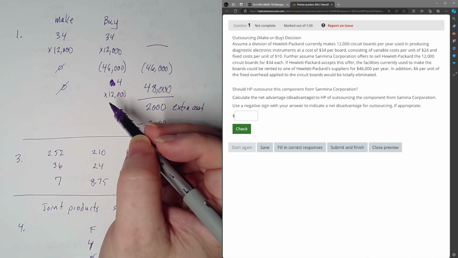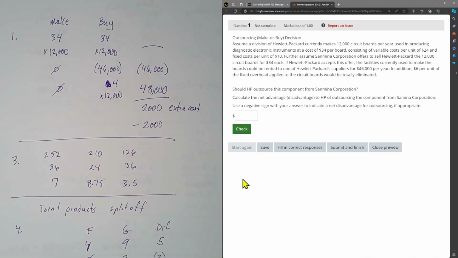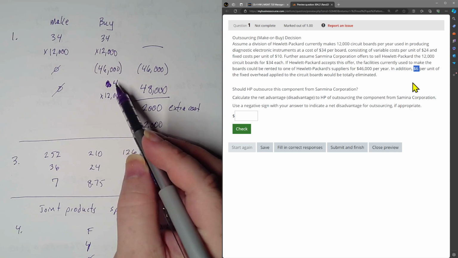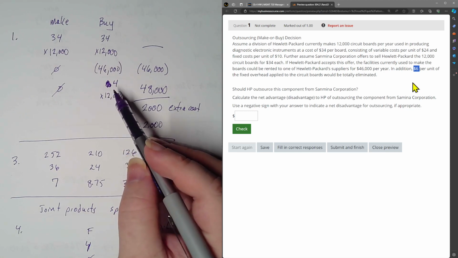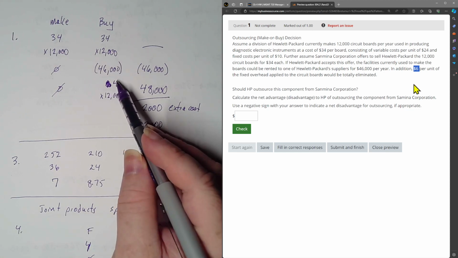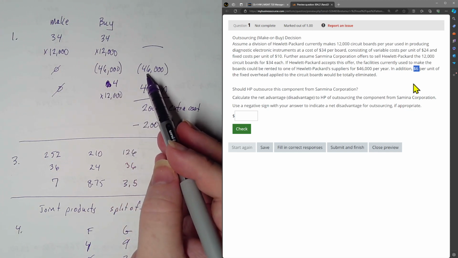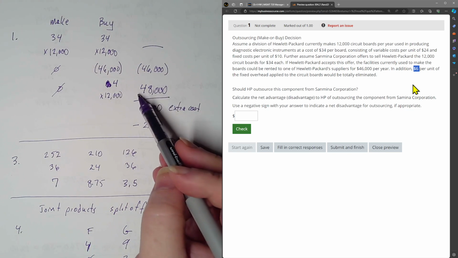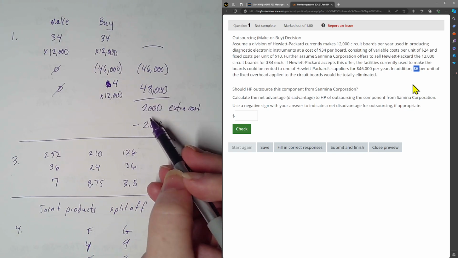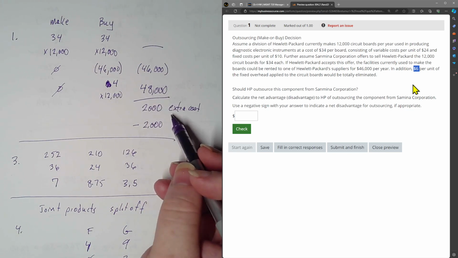Well, there's $10 in fixed costs, and it says we're able to save $6 of it. Well, that means $4 we can't avoid. So here I have written down another cost that differs between the alternatives. We're still going to have to pay the $4 here on 12,000 units. So we're going to save 46,000, but we're going to have to pay 48,000. So the difference here is 2,000 in extra cost.